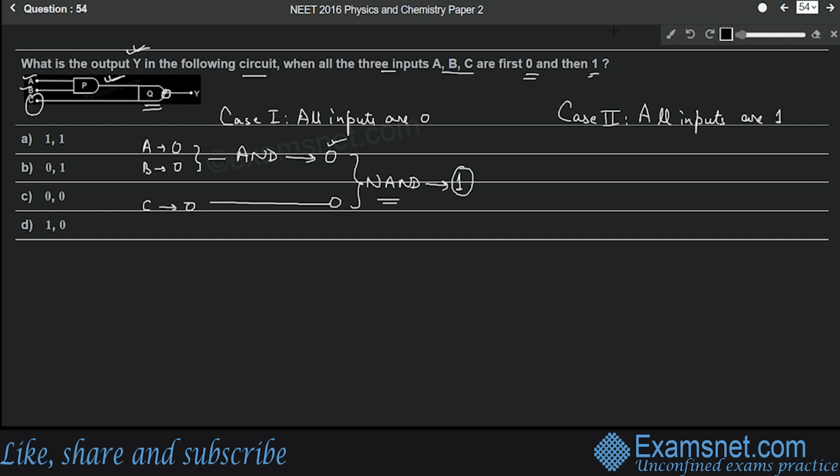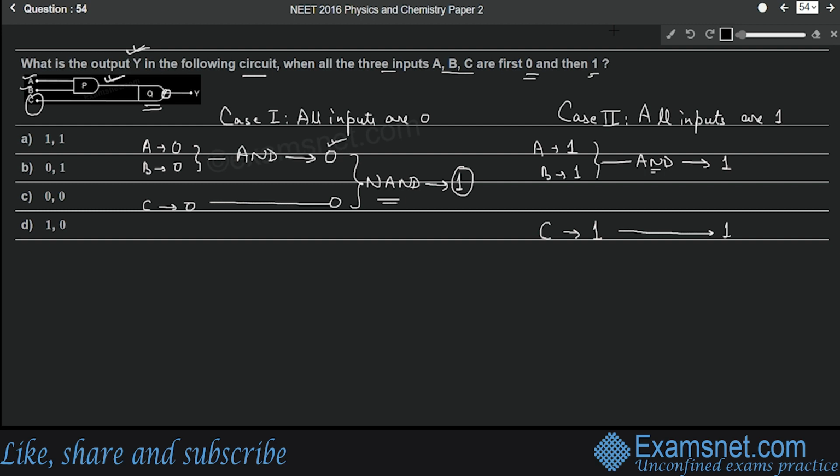Now if we talk about the second case, in this case A is equal to 1, B is also 1, both will pass through the AND gate, so the output in this case will be 1. Okay, because in the AND gate we have already seen that only if both the inputs are 1 will the output be 1. Now the third input is C, which is also 1 in this case, because here all the inputs are 1.